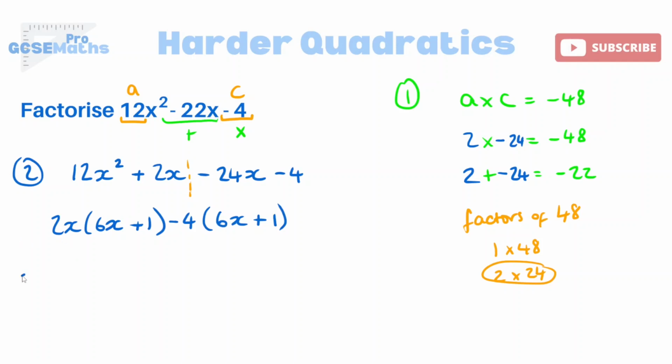And our final step is then to just gather the two brackets. So one of our brackets is obviously just copying the brackets that are there, so 6x plus 1, that's just your first bracket. And your second bracket is then whatever's on the outside, so that is the 2x and the minus 4. Put that in the second bracket, 2x minus 4. And there you go, really fast, much faster than trying to do the trial and error method if you've got this memorized, obviously.